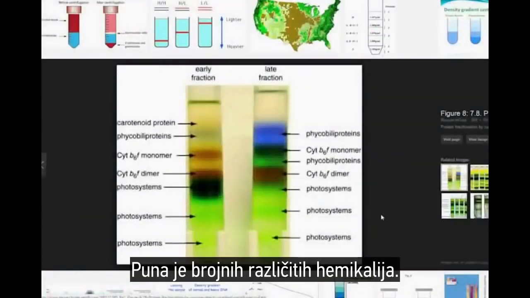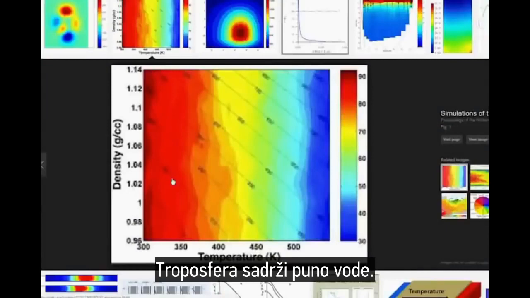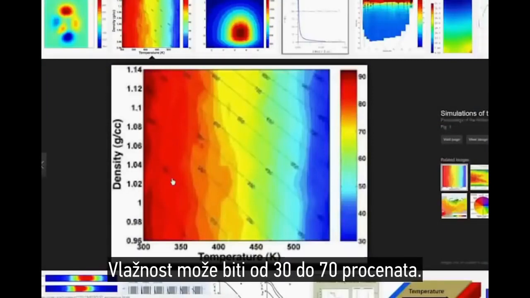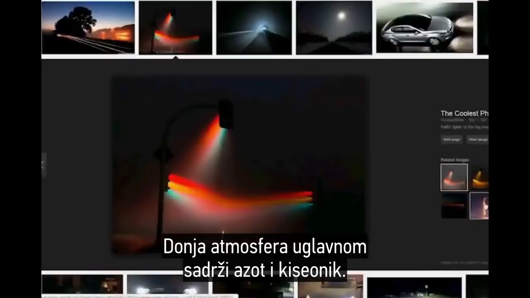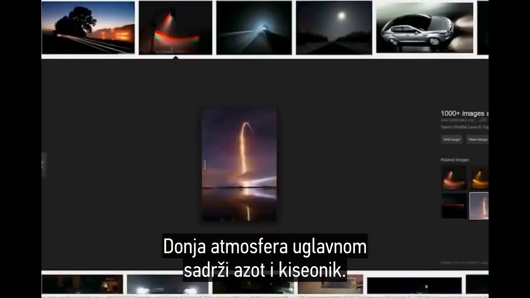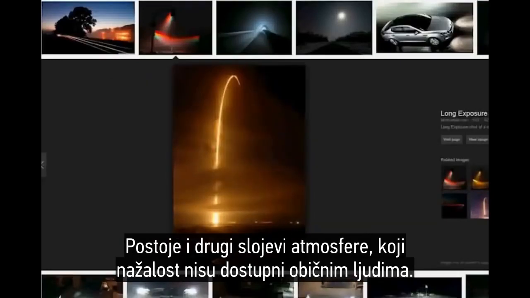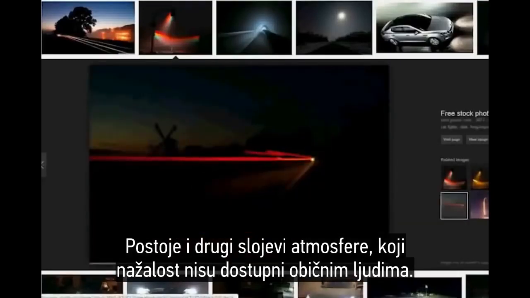It is filled with many different chemicals. The troposphere contains a lot of water. Humidity can be 30 to 70%. The lower atmosphere is mostly nitrogen and oxygen. It also includes argon, helium, hydrogen, methane, and many other chemicals. There are other levels of the atmosphere, unfortunately off limits to citizens.